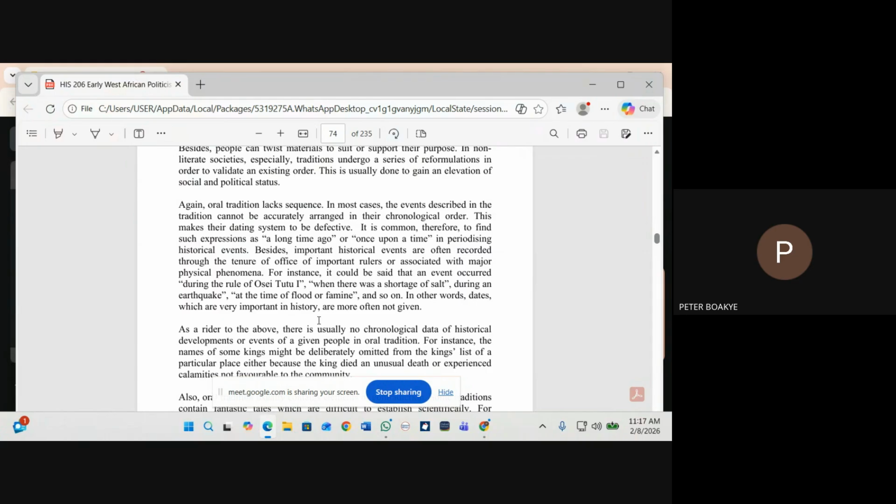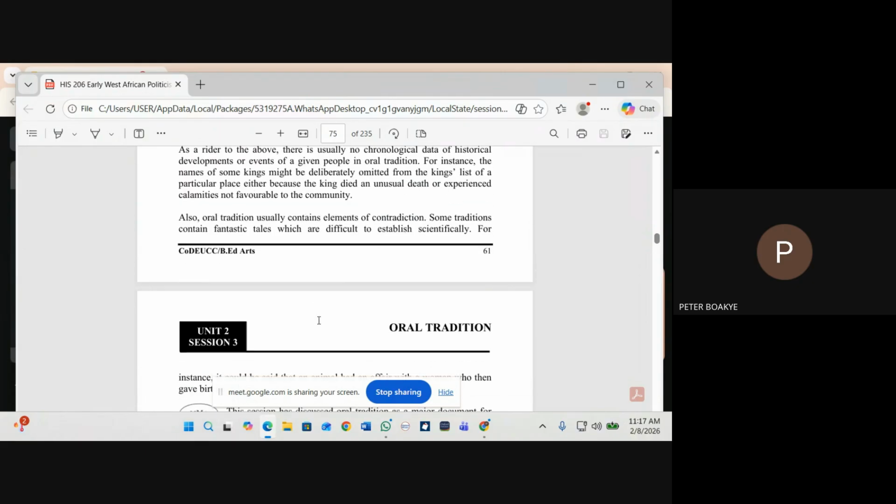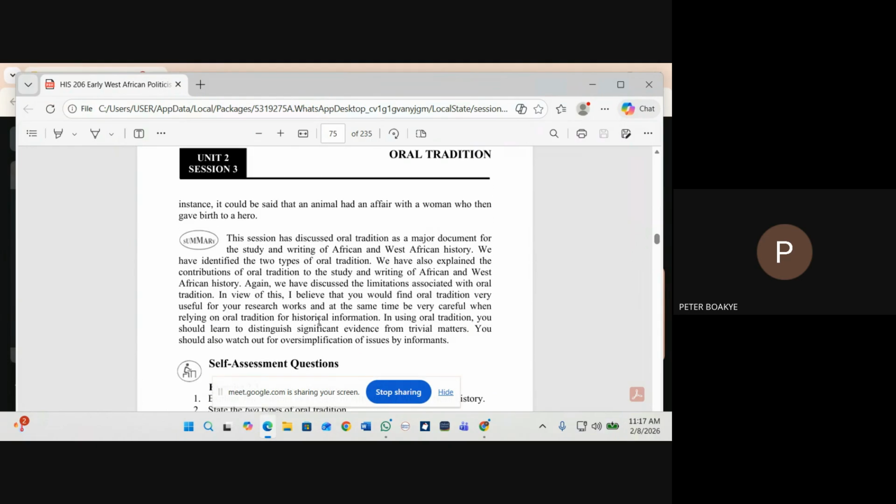For example, it could be said that an event occurred during the rule of Osei the First, or when there was a shortage of salt, something like that. As I referred to above, there is usually no chronological data of historical developments or events, and that is a very big challenge associated with the use of oral tradition. Again, oral tradition usually contains elements of contradiction. Some traditions contain fantastic tales, which are difficult to establish scientifically. And these are some of the challenges.